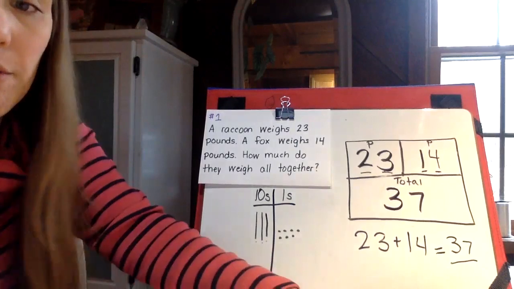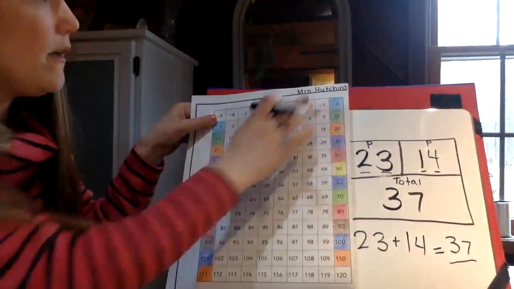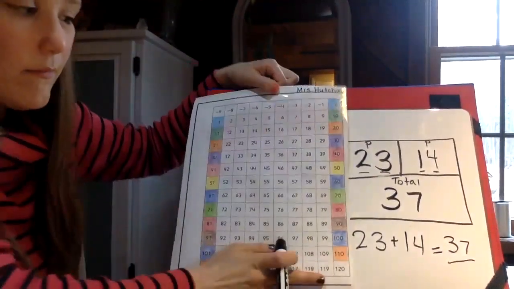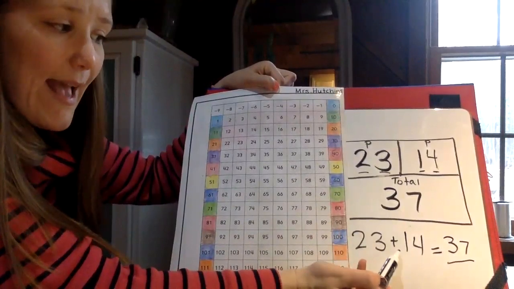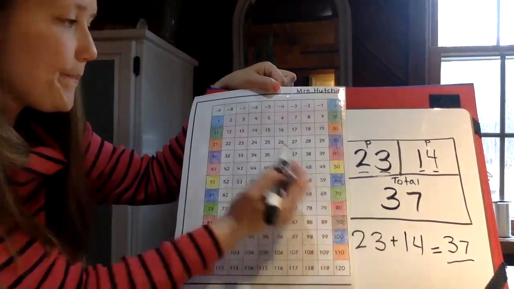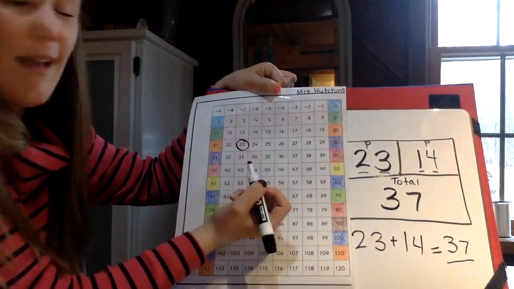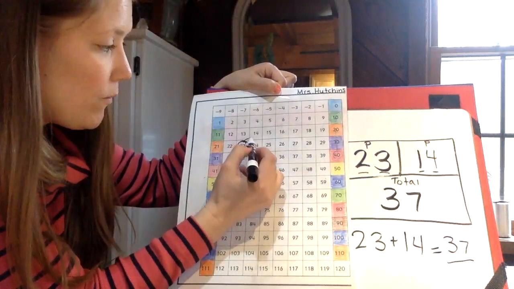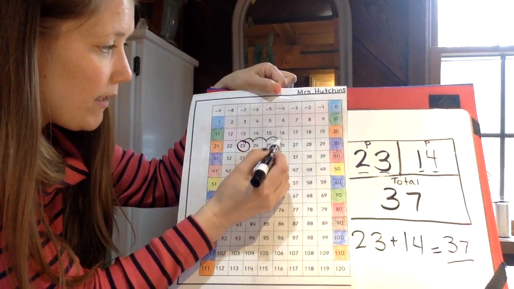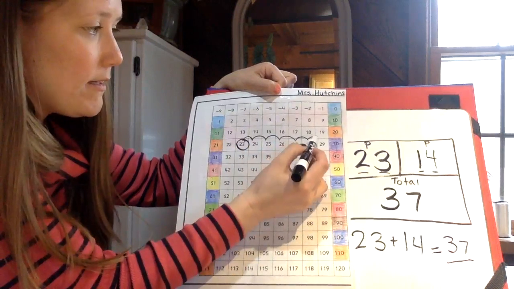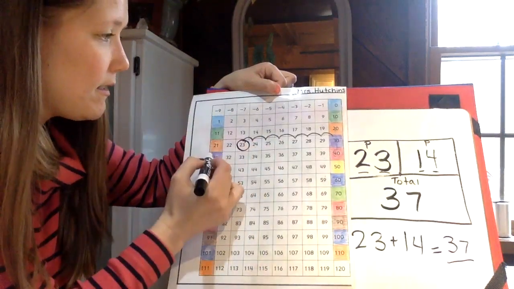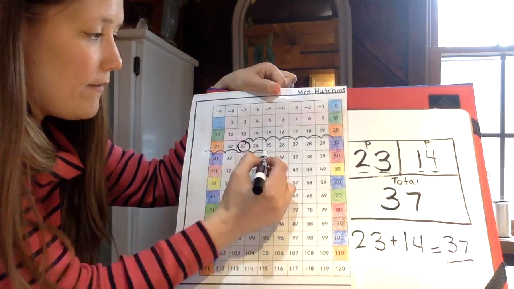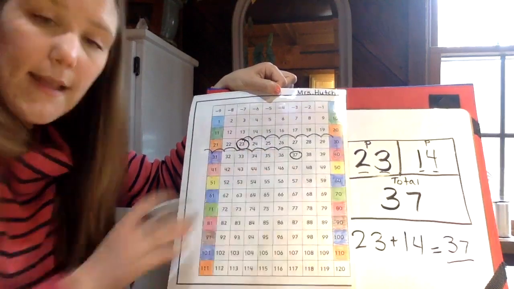Let's check that using our number grid. All right, so I'm going to start at the bigger number, which is 23, and I'm going to add 14. Are you ready? Here's 23. I'm going to add 14. 14 hops is a lot, so I'm going to hop really carefully. 1, 2, 3, 4, 5, 6, 7, 8, 9, 10, 11, 12, 13, 14. I landed at 37 also.